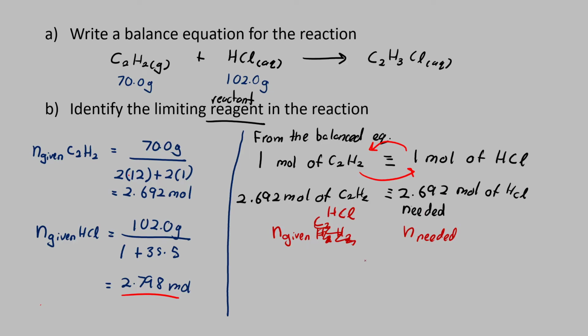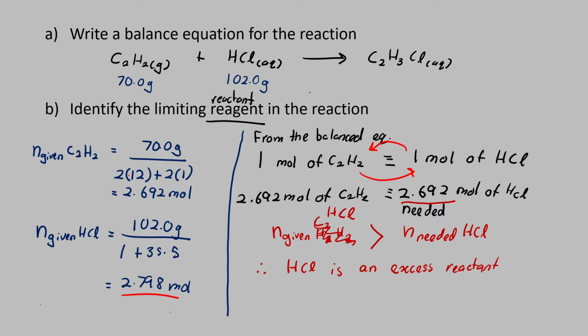Okay, the N given of HCl, which is this, and we compare with N needed of HCl. Okay, which one is bigger, 2.7 or 2.6? So given is 2.7, we need only 2.6. So it means that N given is bigger. So it means that HCl is an excess reactant. Alright, write this word because it will give you marks.